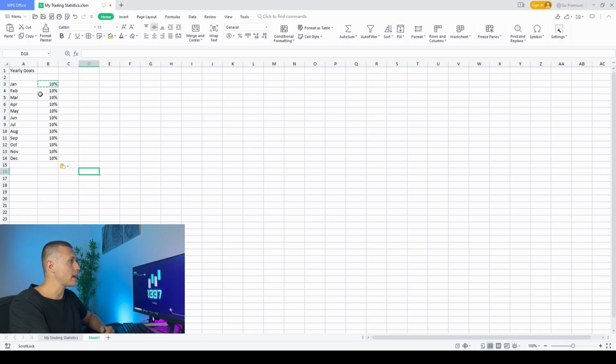Then you can make, let's say, a new tab and call it yearly goals, okay? And every single month of the year, you can put a target, let's say 10%. We're going to call this target and we're going to put 10%. So you want to make 10% of compounding gains every single month. Then you can put P&L, right?